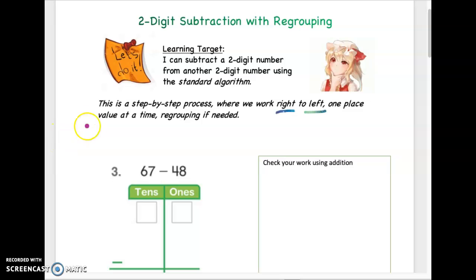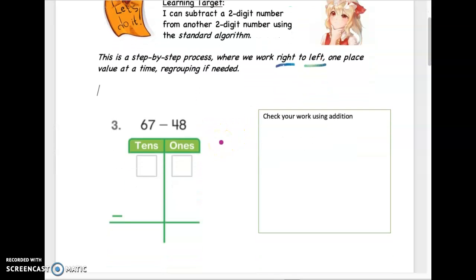The standard algorithm is a step-by-step process where we work right to left, one place value at a time, regrouping if needed. Standard algorithm might not sound like a familiar term, but we actually worked with it a bunch when we were doing addition and a little bit when we're doing subtraction now. It is when we take a problem like this one and we rewrite it into a frame like the one we see here so that it's easier to do the math.